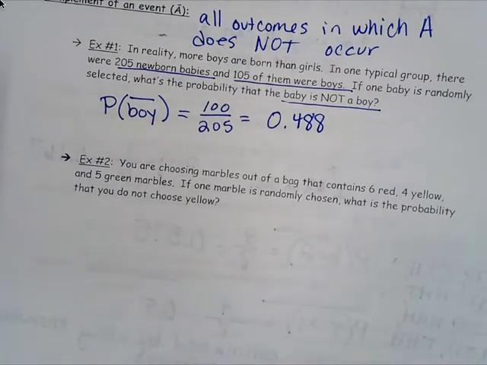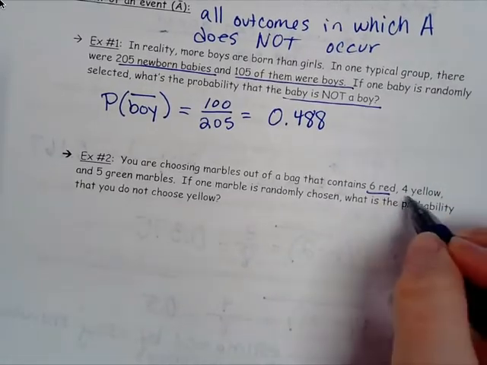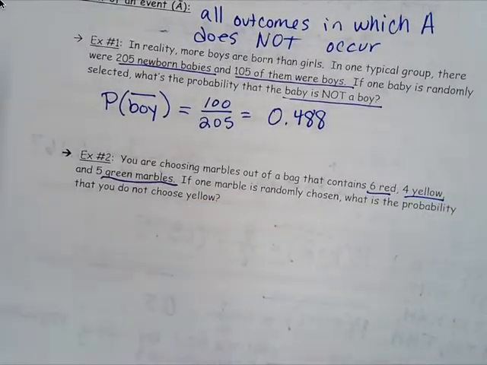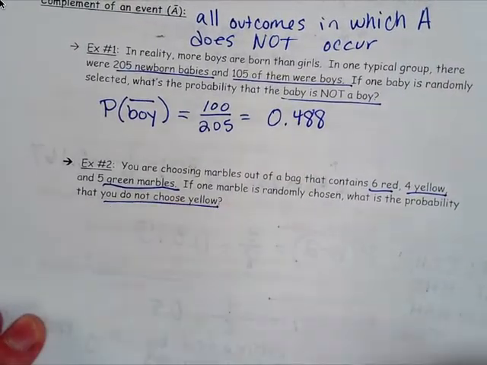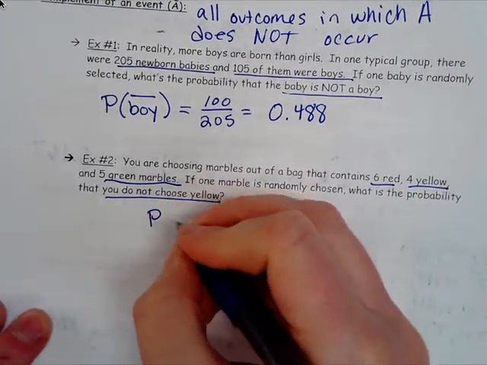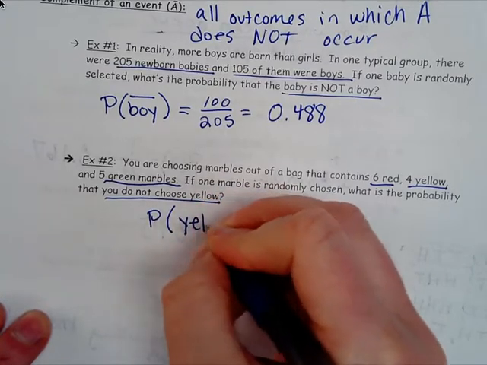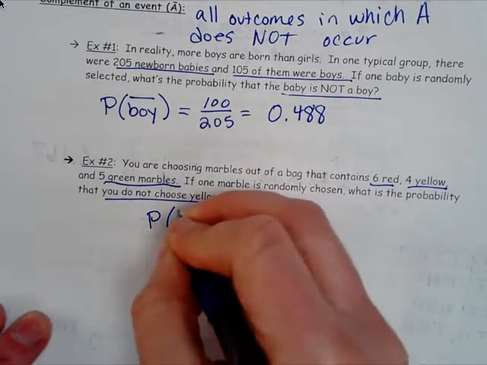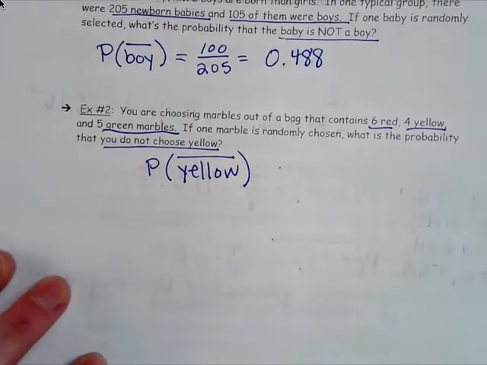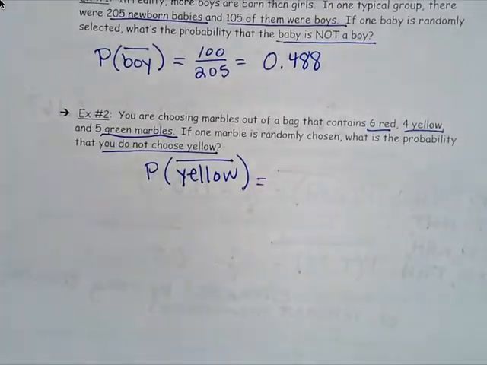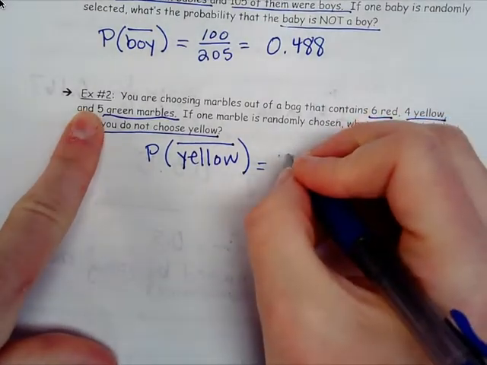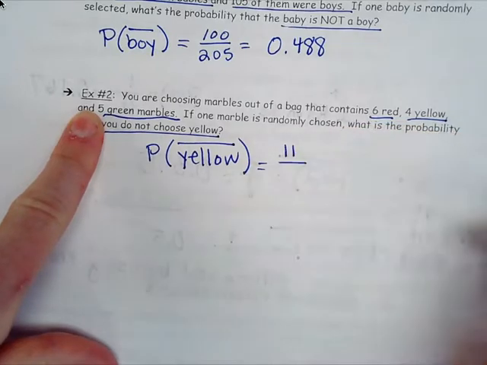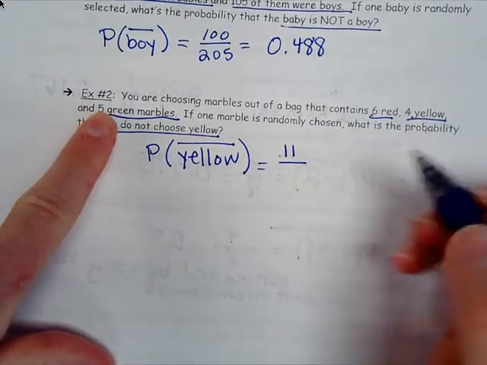You are choosing marbles out of a bag that contains 6 red, 4 yellow, and 5 green. If one marble is chosen, what is the probability that you do not choose a yellow? So it'd be probability of the complement of yellow. So what do I add together? Red and green. So that'd be 11. Over total, 6 plus 4 plus 5, 15.